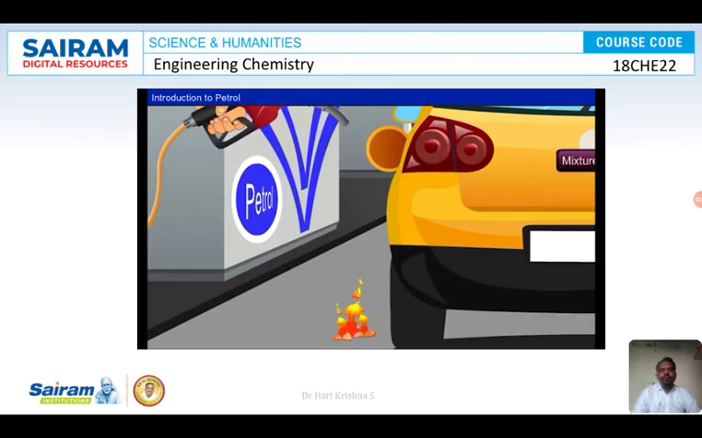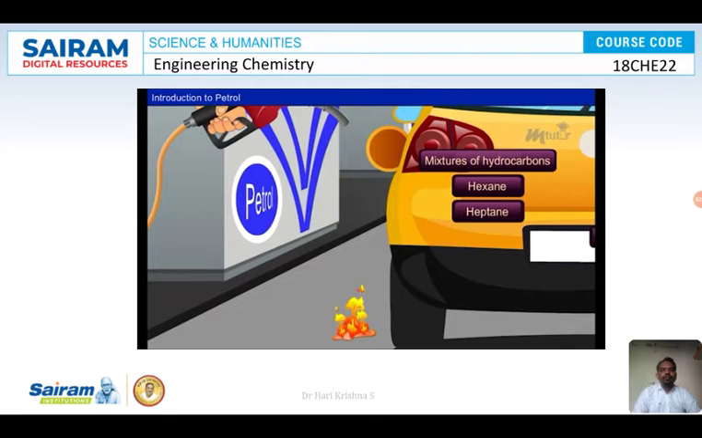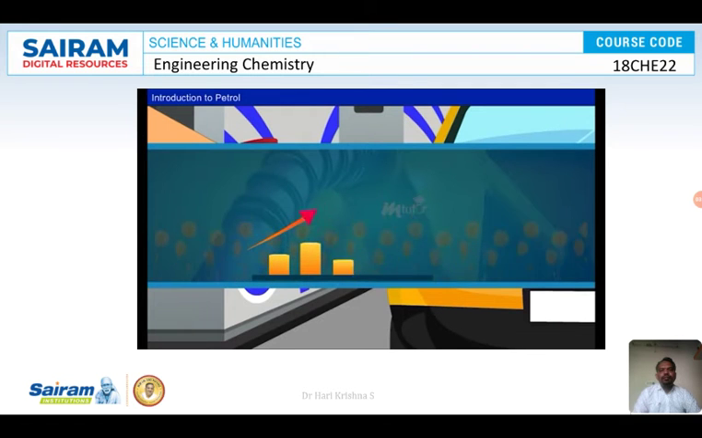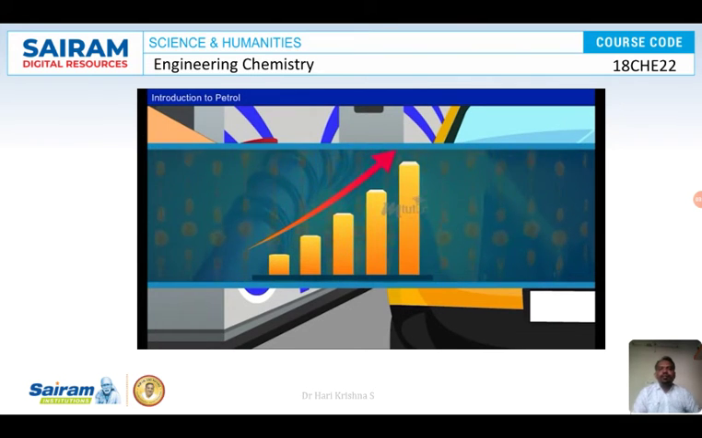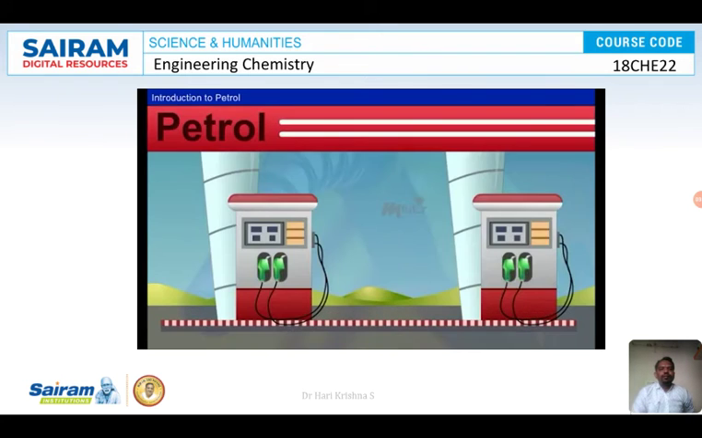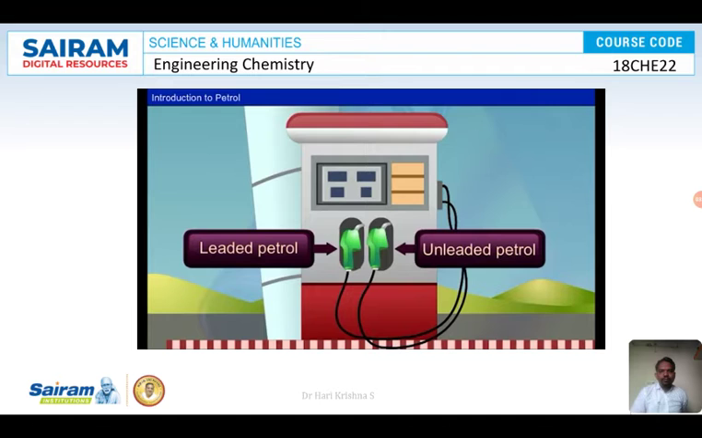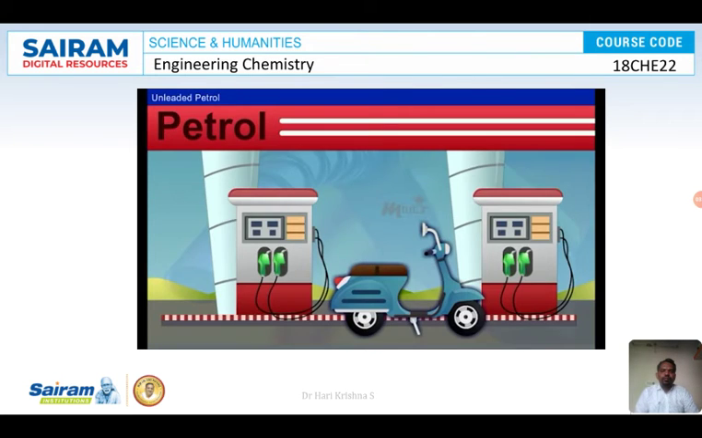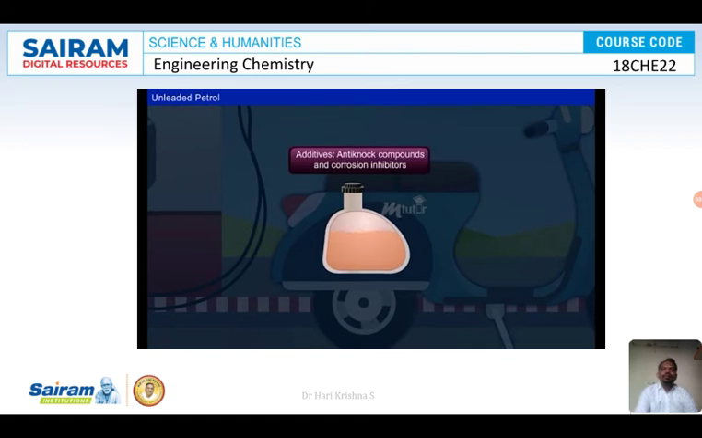Petrol is a volatile, flammable liquid mixture of hydrocarbons. Mainly, hexane, heptane, and octane are obtained from petroleum. The price of crude oil has increased rapidly. Hence, it is feasible to use synthetic petrol. When we enter the petrol bunk, we come across the board unleaded petrol or leaded petrol. What does it mean? The main difference between leaded petrol and unleaded petrol is the additive tetraethyl lead. Usually, petrol also contains additives such as anti-knock compounds and corrosion inhibitors.